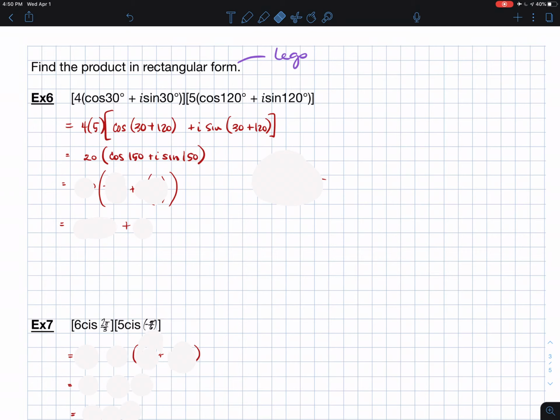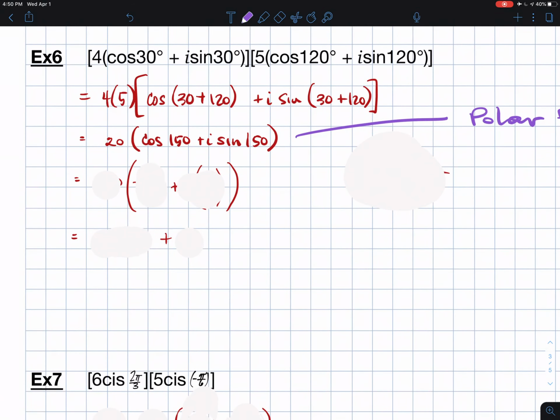Now, this answer right here is the polar form. If my directions told me to give my answer in polar form, I would be finished right now. But it didn't ask for polar form, it asked for rectangular form. And so I need to take this a step further. Remember, if you have polar and you want rectangular, simply simplify.